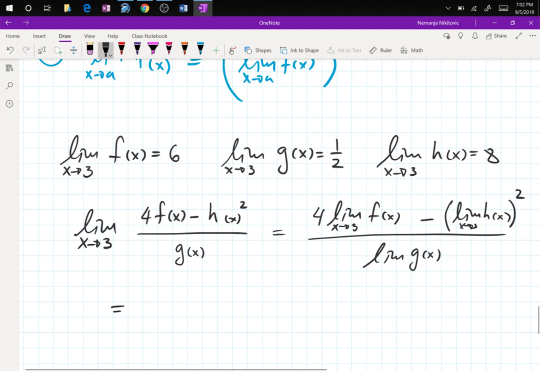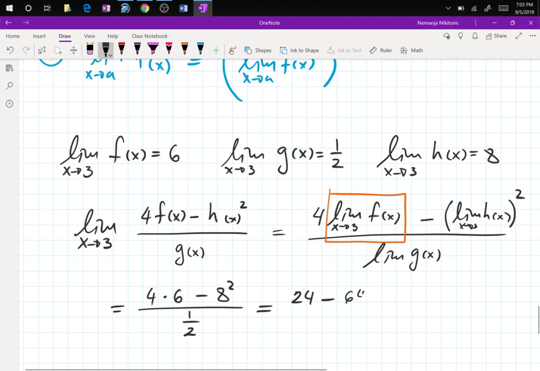You can do it, come on. There you go. So I have a block over here, and that block gets replaced by 6. So I just get 4 times 6 minus 8, who picked 8? Divided by 1/2. And then you just calculate this. 6 times 4 is 24, minus 8 squared is 64, divided by 1/2. This is going to be negative 40, divided by 1/2 equals negative 80. And the limit is negative 80.